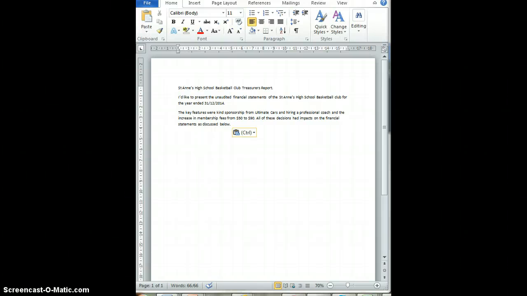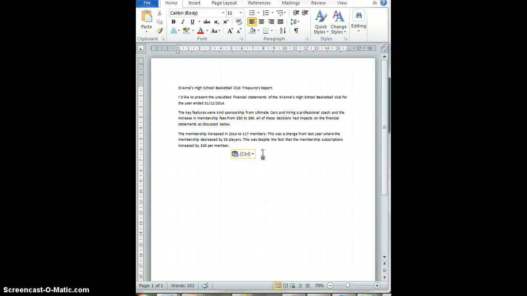Next thing we do is we talk about the membership. So we know that last year the membership decreased by 20 members, it told us in the resource material. But what we've got to do is make sure we put dollars in there as well. So let's see what we put under the membership.